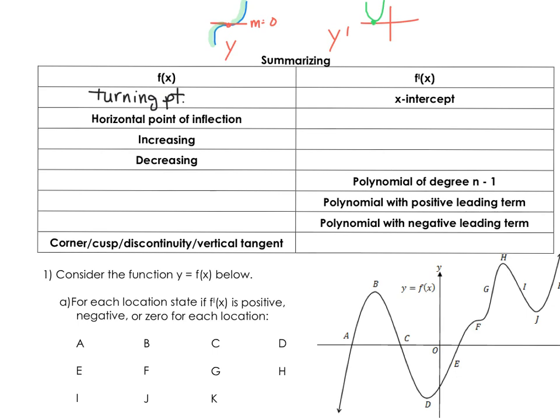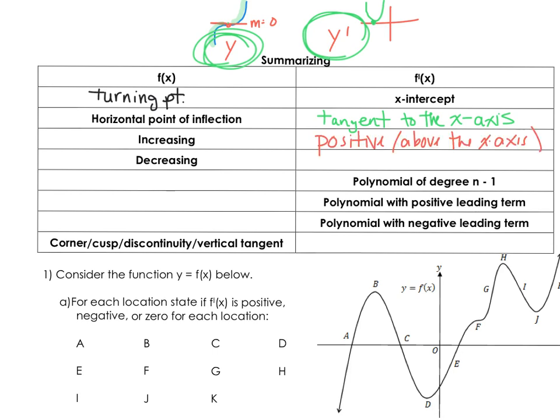So when the original has a horizontal point of inflection, what's that going to look like on the graph of the derivative? It's going to be tangent to the x-axis there. When the function is increasing, the derivative should be above the x-axis, positive. When the function is decreasing, the derivative should be negative, below the x-axis.